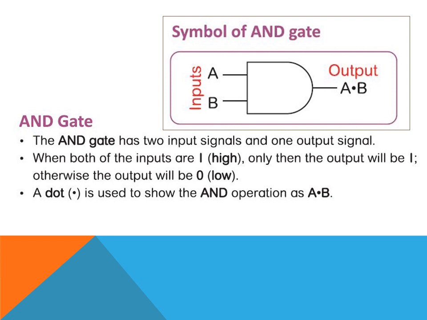So this is the symbol for the AND gate. Pause the video and draw the diagram properly. See, there are 2 inputs A and B and there is only one output A dot B. And the gate symbol looks like a big D, a capital letter D. So 2 inputs A and B and the output is A dot B.